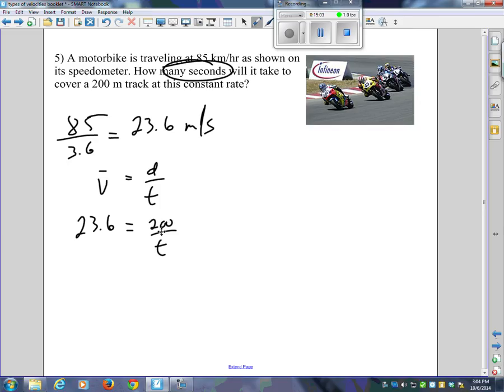You should know that from math. t equals 200 divided by 23.6. I get 8.47, 8.5 seconds. That'd be the same if you converted it from meters to kilometers. It would be, but then your answer would be in hours, and you'd have to figure out how many seconds that was. You'd get a really, really tiny number of hours, right? Possible, but a little more challenging.